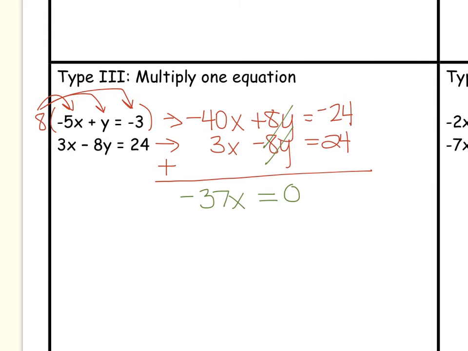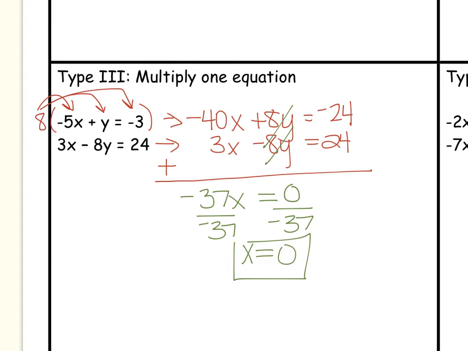At this point you're thinking, wait a minute, I did something wrong. No, we can have an equation equal to 0. If we divide each side by negative 37, we get x equals 0. So once again, we know what x is. We can pick either equation to solve for y, and pick the original equation. Don't pick the equation that you multiplied, because if you've made a mistake there, it will carry through.